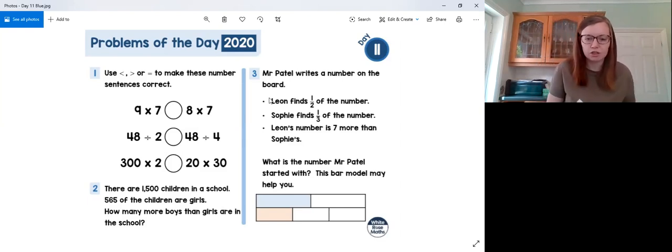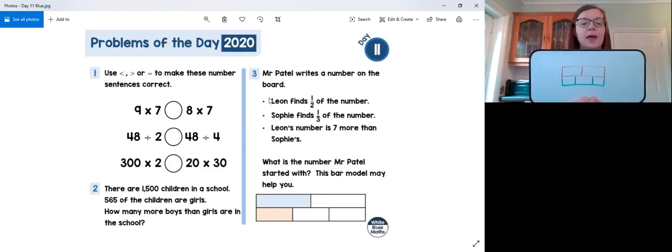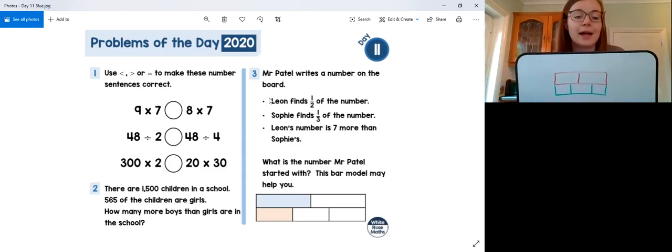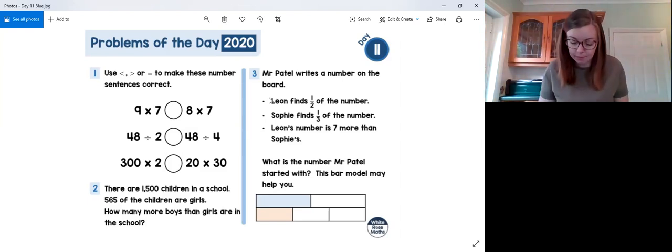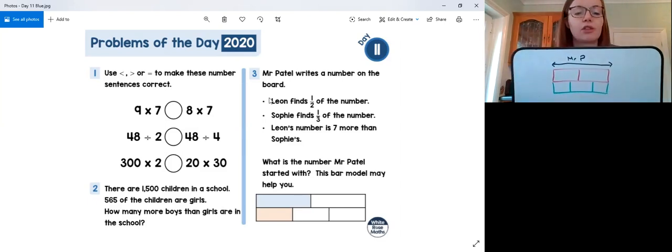So I am going to start off by drawing out their bar model. And again, we will label it with what we know, just like we did in the orange question. Again, I've copied their bar model. I've got a red line and a red bar and a green bar. So we know that Mr. Patel's number, Mr. P's mystery number, is the length of the whole bar.